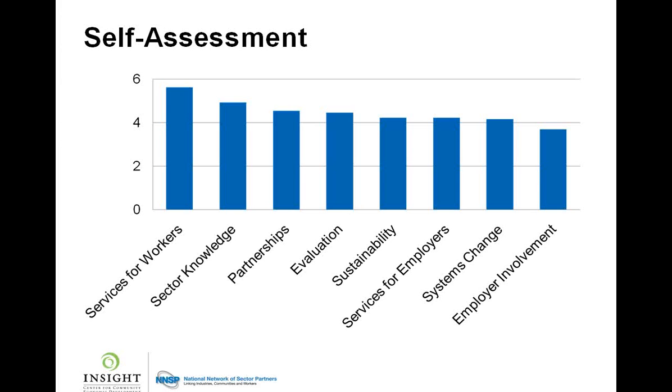this is the result of the first section of the surveys, which had to do with several statements about different important areas of sector practice: providing services to workers, knowledge of your industry sector, deep knowledge of your industry sector, ability to form and maintain effective partnerships, ability to evaluate your efforts and continuously improve, sustainability of your initiatives, services for employers, ability to make lasting change in employer practices, policies, and workforce and educational systems, and involvement of employers in your initiatives.